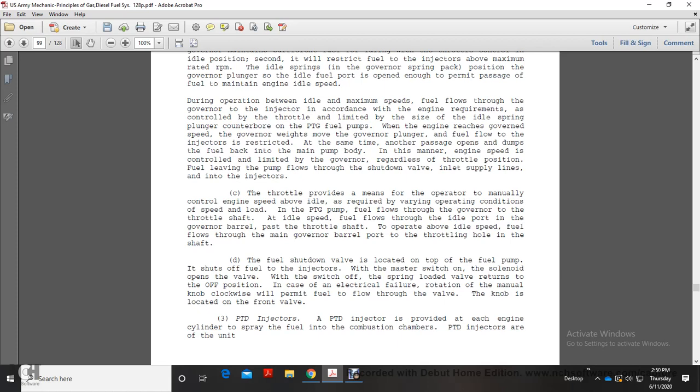When the engine reaches governor speed, the governor weights move the governor plunger. The fuel flow to the injectors is restricted, and at the same time another passage opens and dumps the fuel back into the main pump body. In this manner the engine speed is controlled and limited by the governor regardless of the throttle position. Fuel leaving the pump flows through the shutdown valve into the supply lines to the injectors.